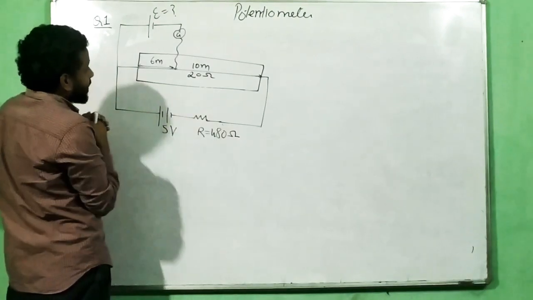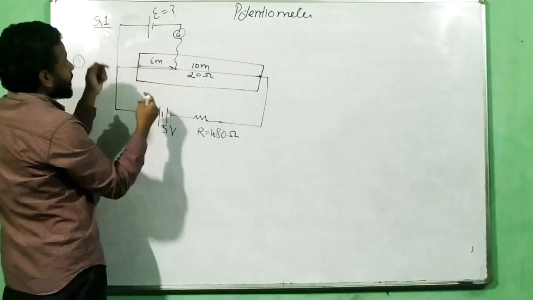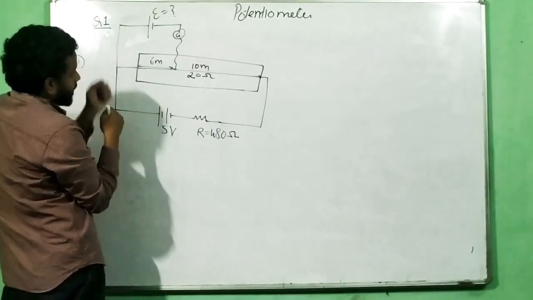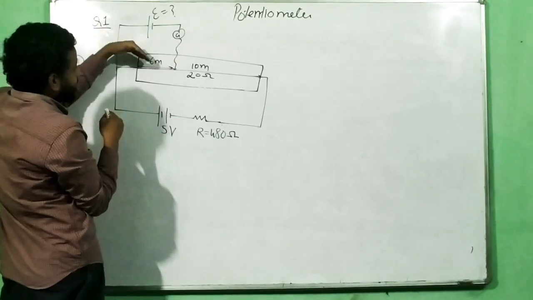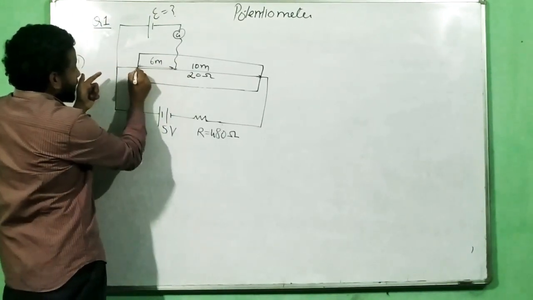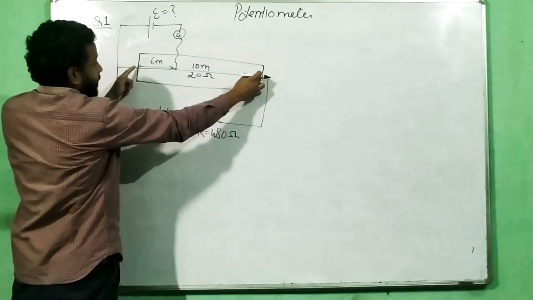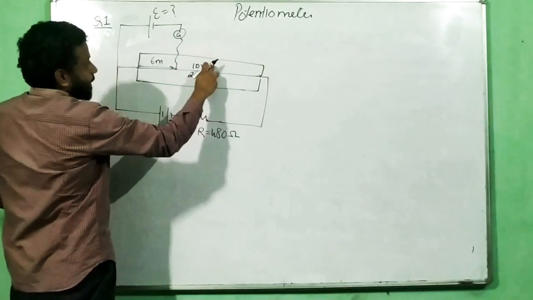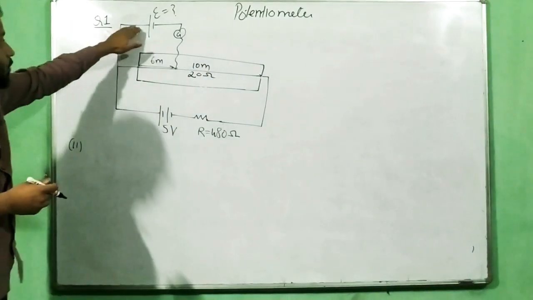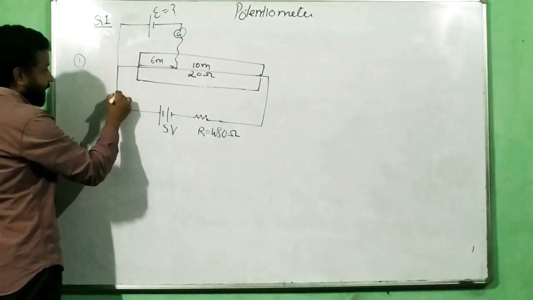So the best thing we have to do now is either we find the unknown EMF first and then divide by 6 meter, that is one way. Or the second way is, we can find the potential difference across this resistance, that is the entire potentiometer wire, divide that by 10 meter, we get the potential gradient, and then we can find the unknown EMF. So let's do it.